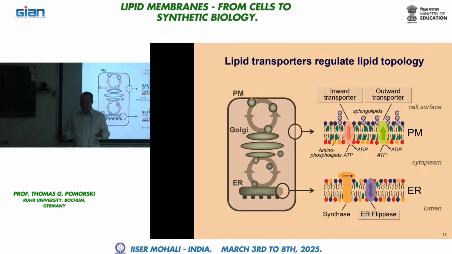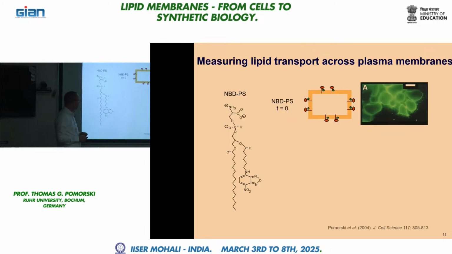Okay, so now maybe one last point that I would like to discuss: lipid dynamics. How can we actually monitor the movement of lipids between membranes or across membranes? One trick we use is that we modify these lipids. You see here a fluorescent lipid. It's a modified lipid that carries a fluorescent group.